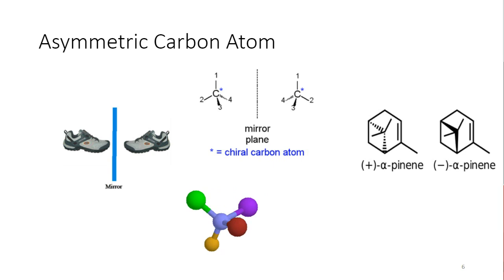In the presence of plane polarized light, if any molecule rotates light in a clockwise direction, it is called the dextro or plus isomer, and is normally indicated as D. Vice versa, if it rotates light in an anti-clockwise direction, it is called the levo or minus isomer. And you can see the example of alpha-pinene existing in two chiral forms.